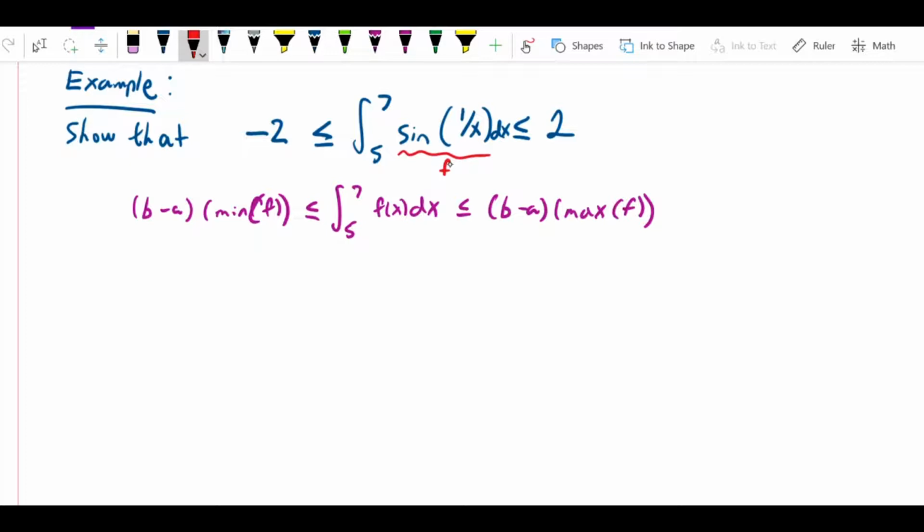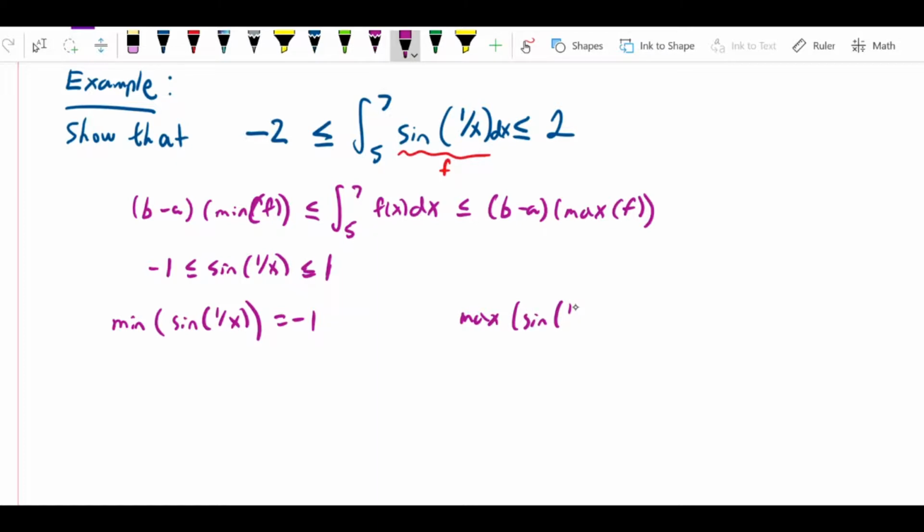Specifically, the sine of anything is always between 1 and -1. So what I can say is that -1 is less than or equal to sine of 1 over x is less than or equal to 1. So I can say that the minimum value of sine of 1 over x is equal to -1, and the maximum value of sine of 1 over x is equal to 1.